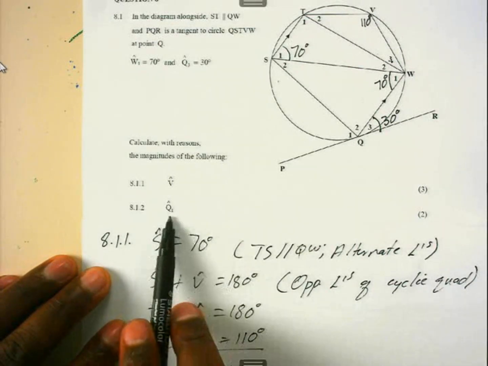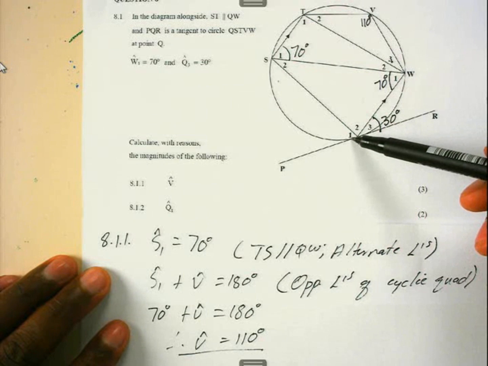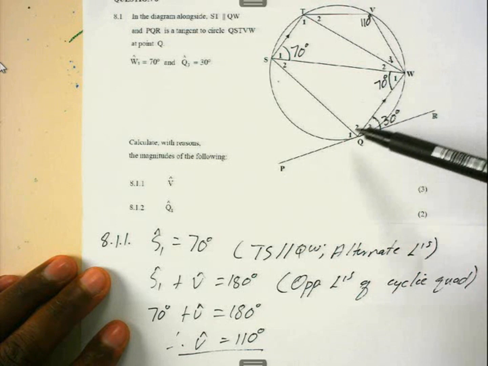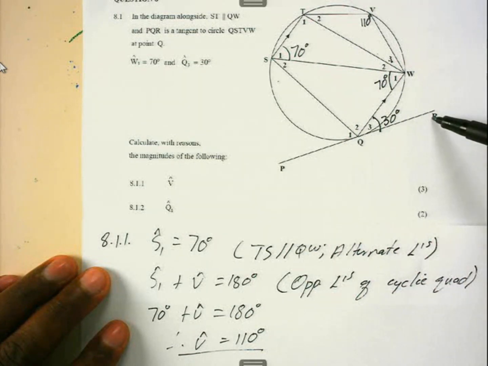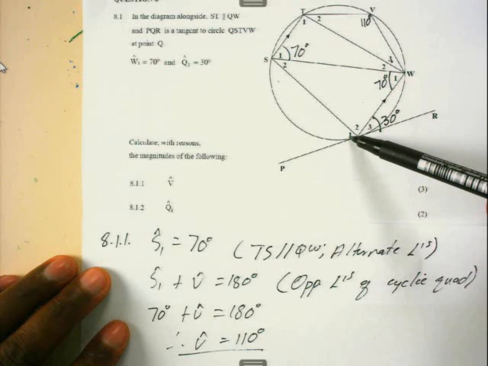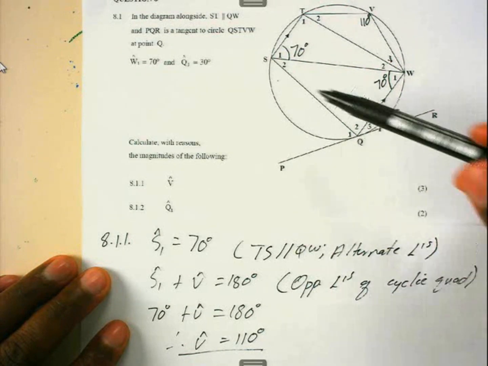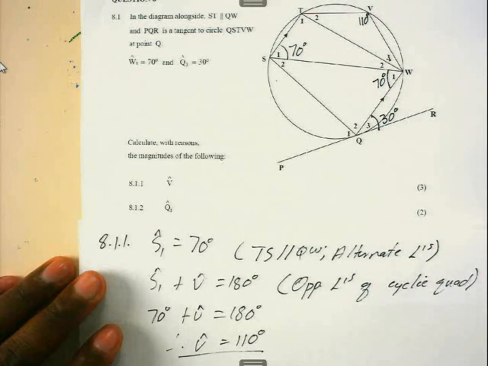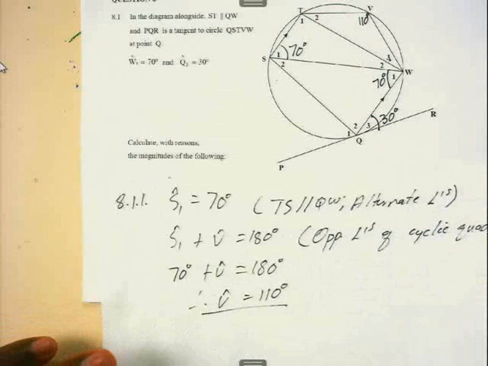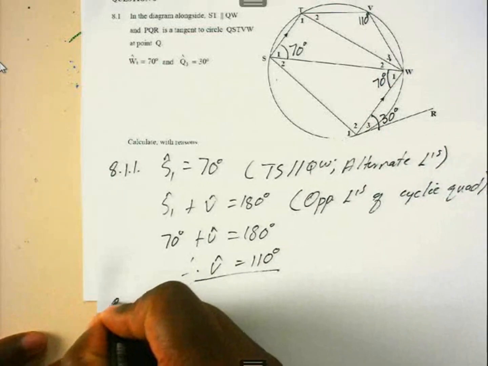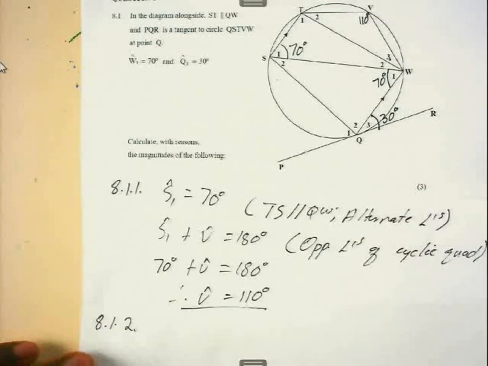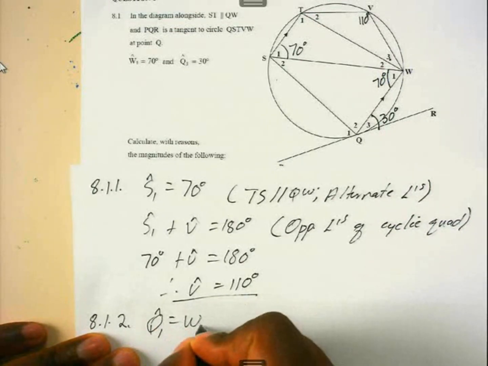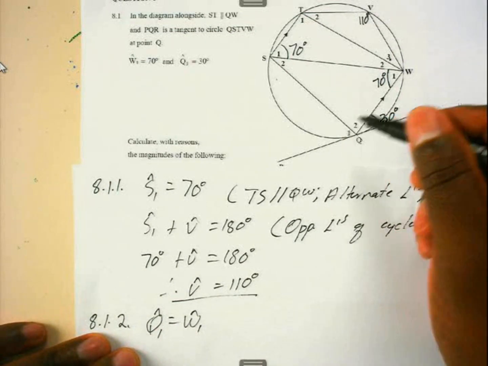8.1.2, determine Q1. Where is Q1? Here is Q1. How can we relate Q1 to any of the angles that we know? Remember, PQR is a tangent. If PQR is a tangent, Q1 becomes an angle between a tangent and a chord, and W1 becomes an angle in the alternate segment. Meaning that for 8.1.2, the solution will be Q1 is equal to W1.